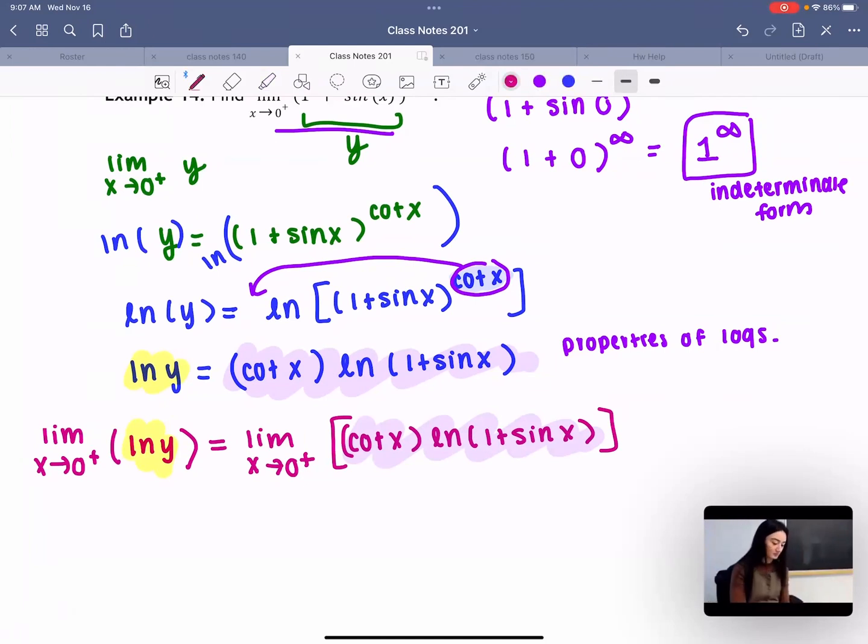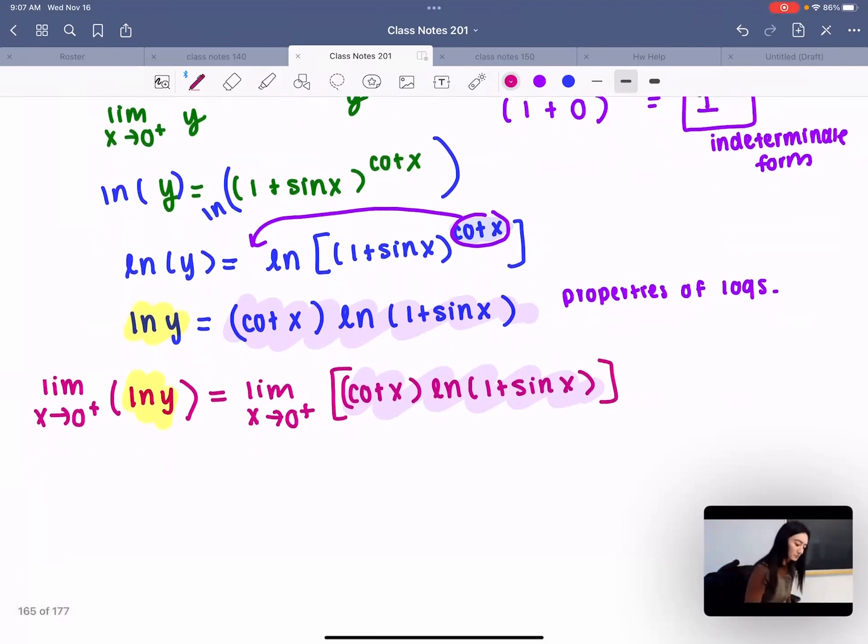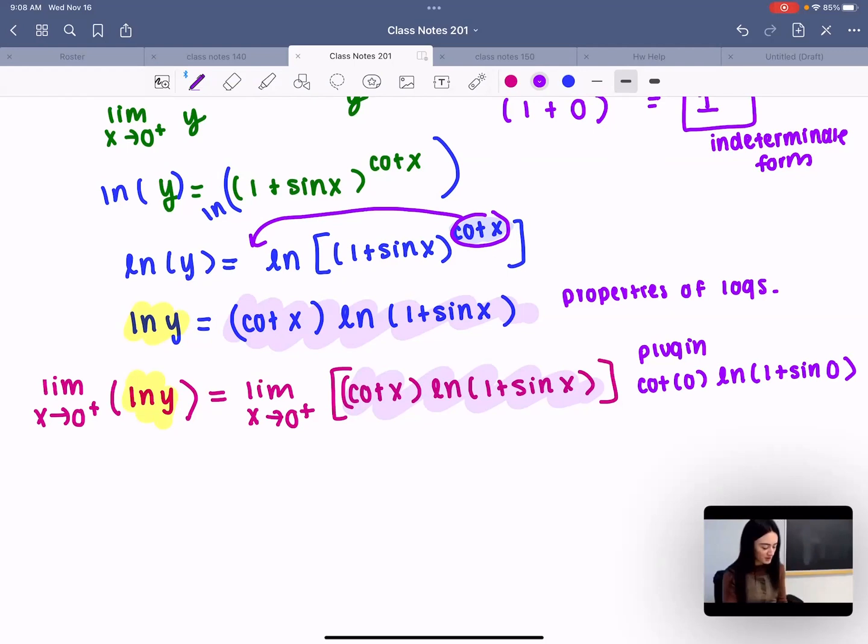Okay, well, we have a limit. Let's plug in and see what happens. I want to find the cotangent of 0 times the natural log of 1 plus sine of 0. We're going from the right here. What is the cotangent of 0 going to, Michael? 1 over 0, or infinity. Good.